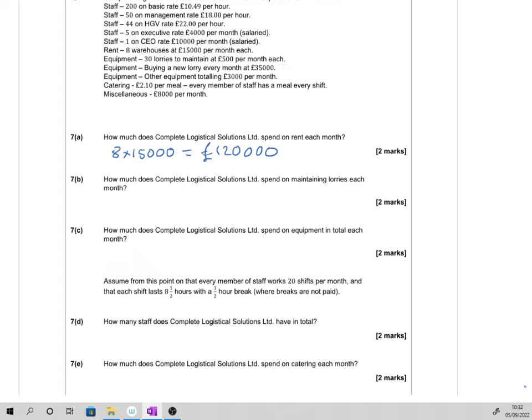How much does Complete spend on maintaining lorries? 30 lorries to maintain at £500 a month. Well, we'll just do that. Right. So we're going to just do 30 times 500. 30 times 500 is 15,000.